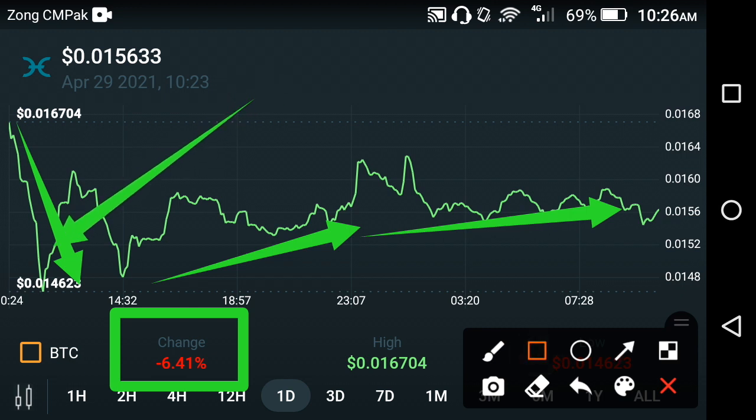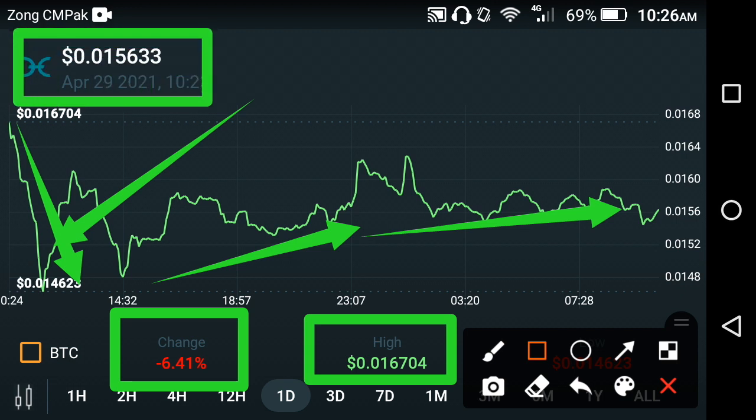Now if we talk about the highest price of the Holochain coin, as you can see here, 0.016704 USD is the highest price of Holochain coin, friends. The current price of Holochain is about 0.015633 USD, friends.